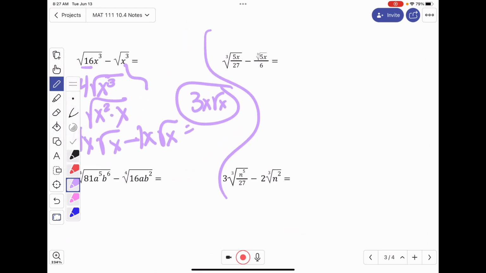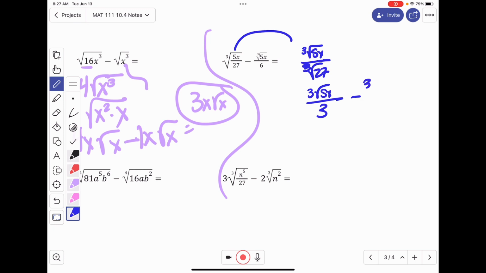All right, let's look at that one. Before we can do anything, we need to get the bottom. So this one right here is going to become cubed root of 5x over cubed root of 27. And the cubed root of 27 is 3. And then over here we have cubed root of 5x over 6.